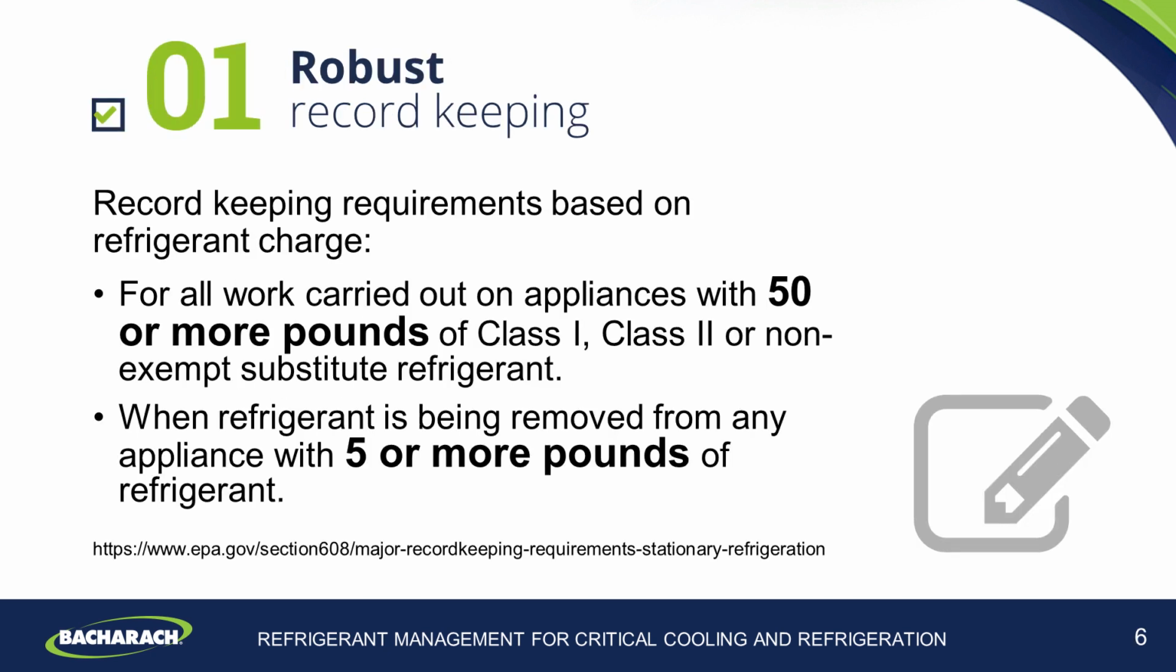Number 1, robust record keeping. Record keeping is the number one responsibility for equipment owners and operators. Records are the means of proving that the regulations have been followed, and the EPA clearly assigns a responsibility for record keeping of operational equipment on the equipment owners or operators. As we highlight here, asset maintenance and operational records are required for all equipment with over 50 pounds of Class 1, Class 2, or non-substitute refrigerants. We'll clarify those in just a moment.